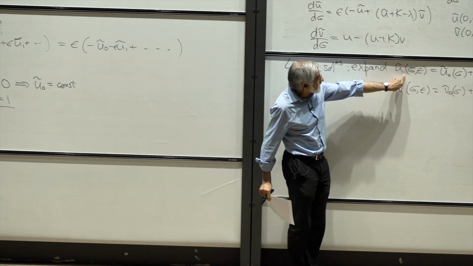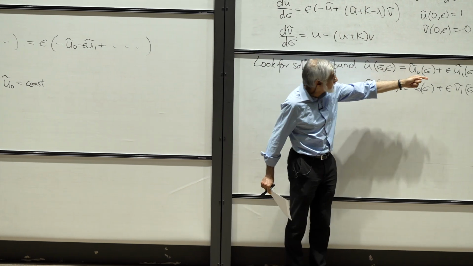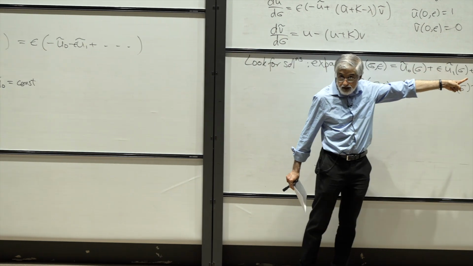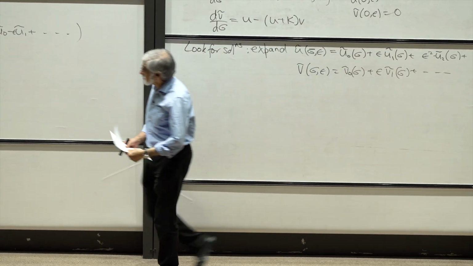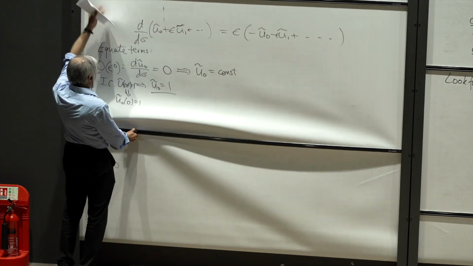If that's 1, then it can only be balanced by this term. So this must be 1. It can't be balanced by these other terms. Okay? And then what about the other equation?